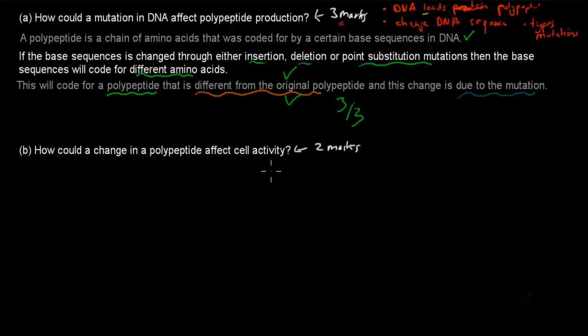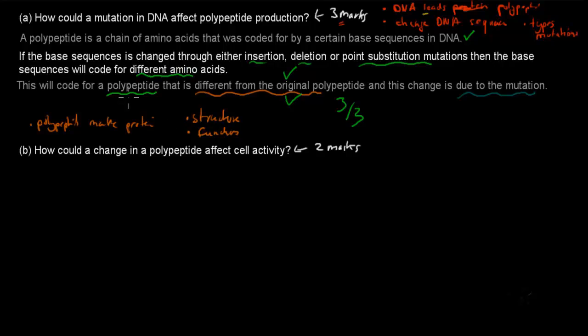Now the second part: how could a change in the polypeptide affect the cell activity? What we should have written here is that polypeptides are linked to proteins, so polypeptides make proteins, and that they determine the structure or the function of the proteins. How they curl up determines the structure and the function of the proteins.